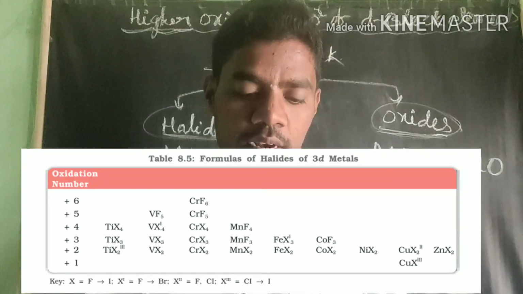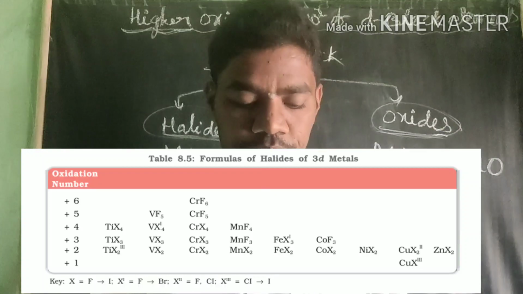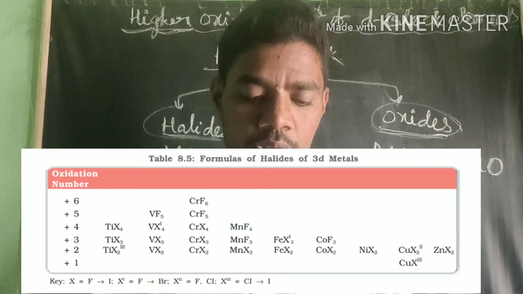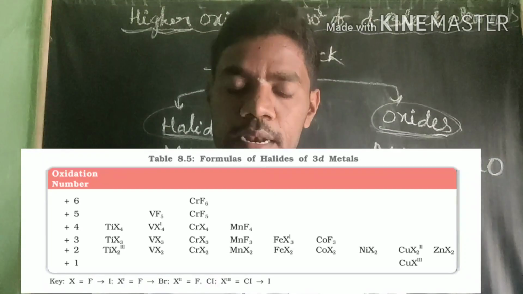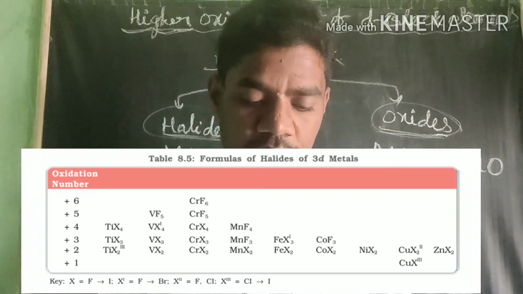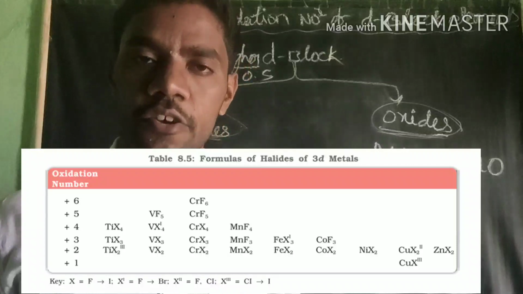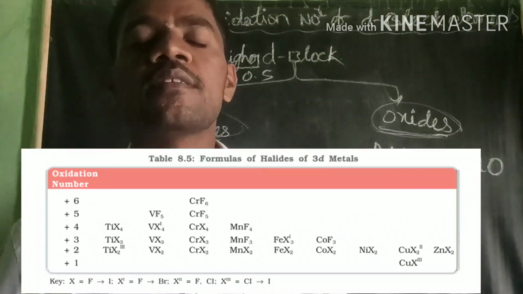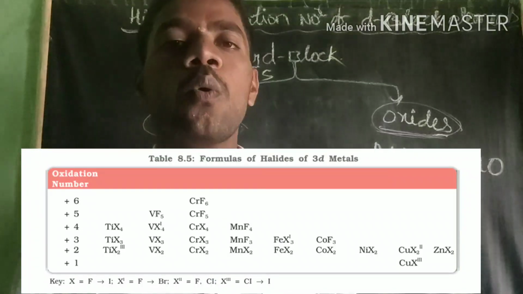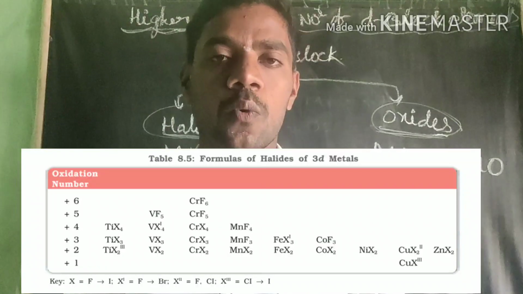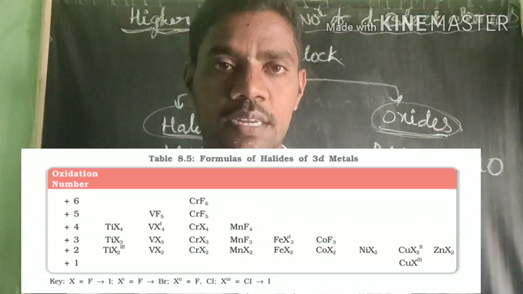Next, fourth oxidation state: titanium, vanadium, chromium, manganese. Like this, fifth also: vanadium pentahalides, chromium pentahalides. Again in sixth also, chromium hexahalides. Therefore, this table shows that these elements form higher oxidation states with the halogens. With the halogens, that is very important, dear student.